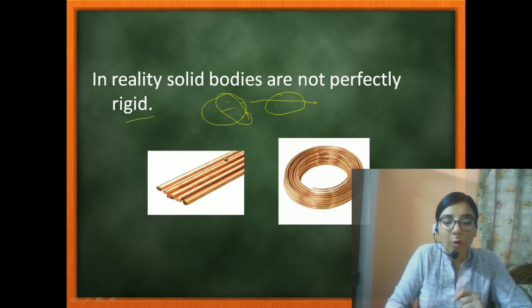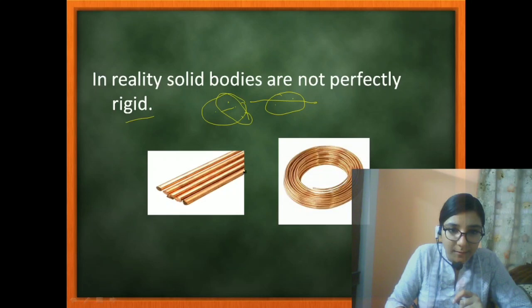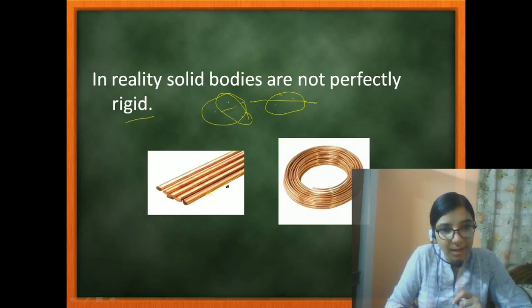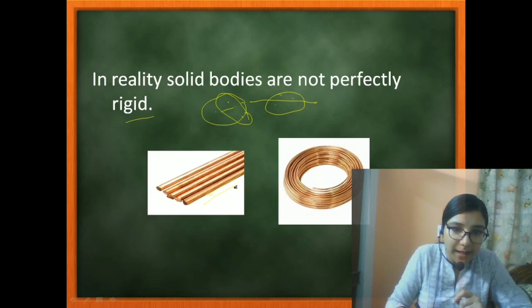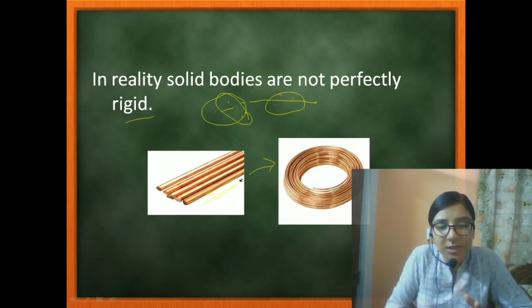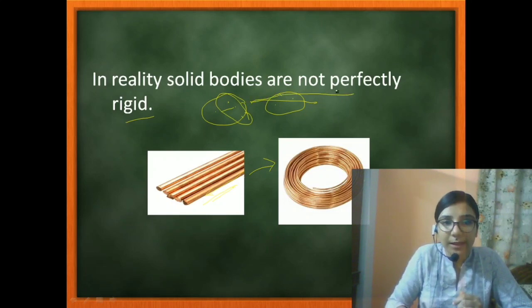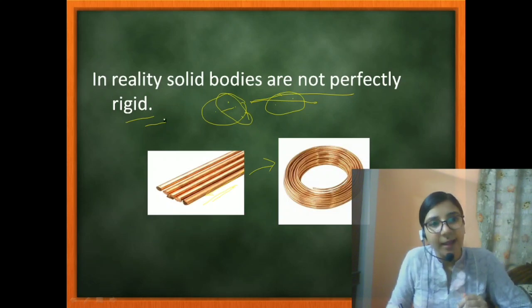Now let's see whether this copper rod is perfectly rigid or not. If we apply a force on it and try to stretch it, and the force is large enough, it will get stretched. It will become thinner and thinner, and we can get a wire from this copper rod. That means the distance between the particles is changing, so copper rods are not perfectly rigid. We see that solid bodies are not perfectly rigid and they are elastic.